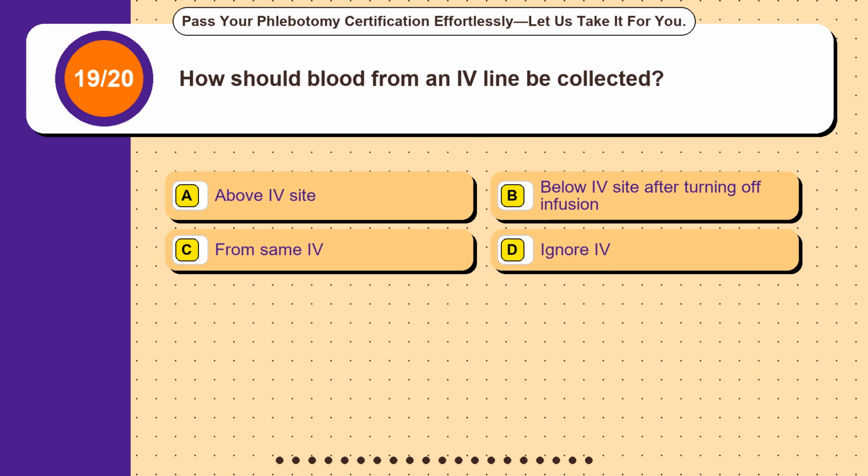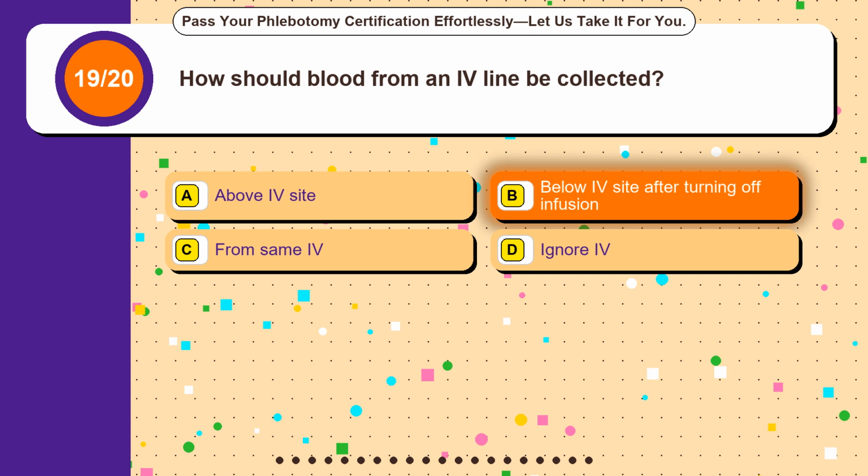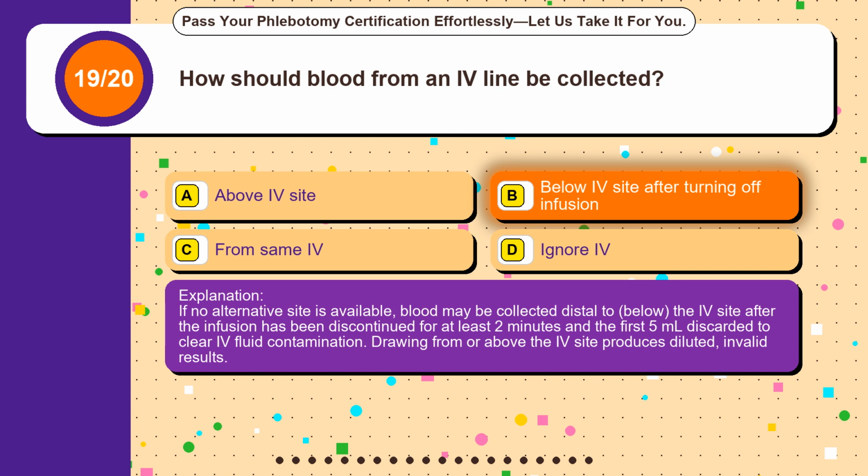Question 19. How should blood from an IV line be collected? Option A, above IV site. Option B, below IV site after turning off infusion. Option C, from same IV. Option D, ignore IV. The correct answer is option B, below IV site after turning off infusion. If no alternative site is available, blood may be collected distal to, below the IV site after the infusion has been discontinued for at least 2 minutes and the first 5 ml discarded to clear IV fluid contamination. Drawing from or above the IV site produces diluted, invalid results.